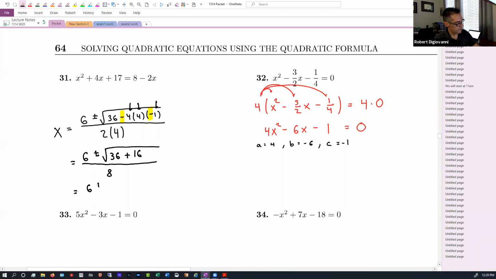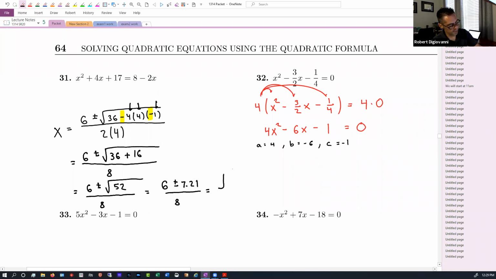So 6 plus or minus the square root, what is that? 52 over 8. And now I'm going to get on my calculator and do the square root of 52, which is 7.21. So I get 6 plus or minus 7.21 over 8. And then I'm going to go and get my 2 answers.